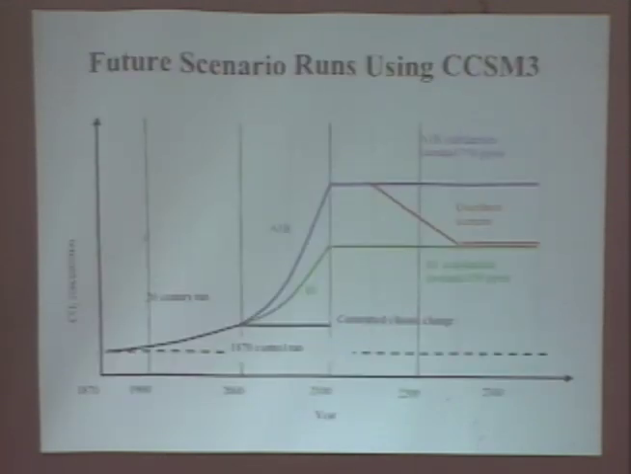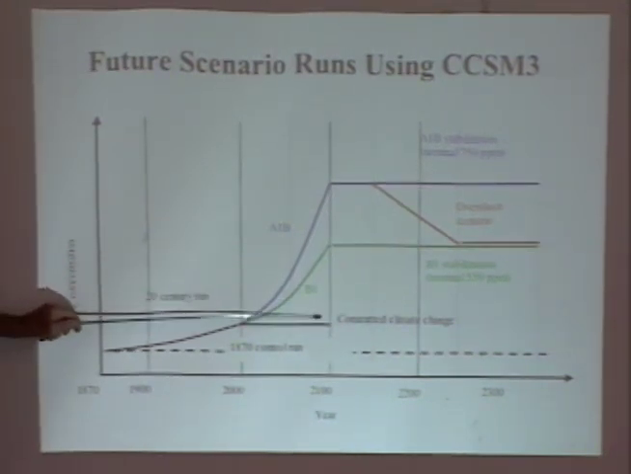Okay, these are the future scenario runs that we've done to submit to the IPCC. What you do is an 1870 control run, then you do an ensemble of runs to try and reproduce the conditions between 1870 and 2000. So it's not just paleo where you have data to try and compare. You do have some data between 1870 and 2000.